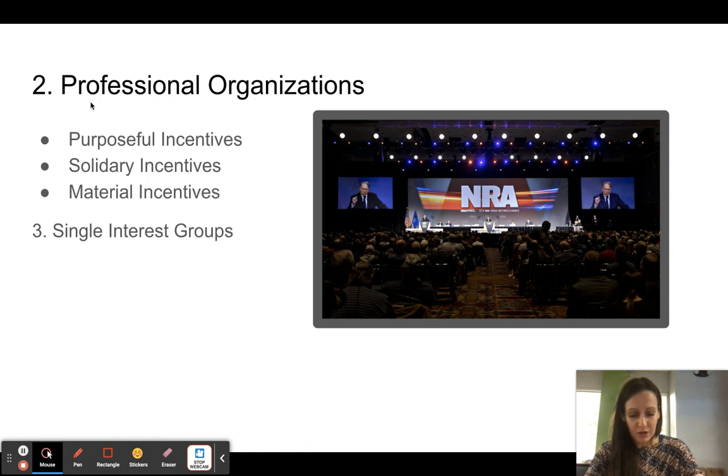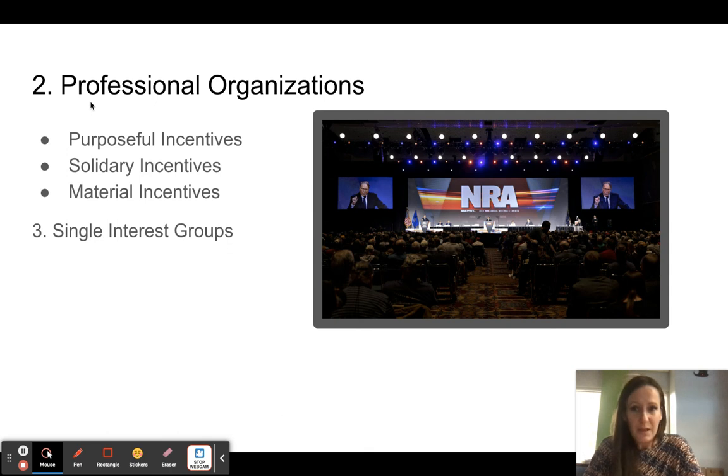We also have professional organizations. Professional organizations have purposive incentives, solidarity incentives, and material incentives. These organizations have memberships and fees for people to join. A purposive incentive might be that members can join for a good cause, like I want to really help. A solidarity incentive might be that it's a gathering with a bunch of like-minded people. Who wouldn't want to do that? And a material incentive might be that if I join, I get a discount or some sort of benefit like that.